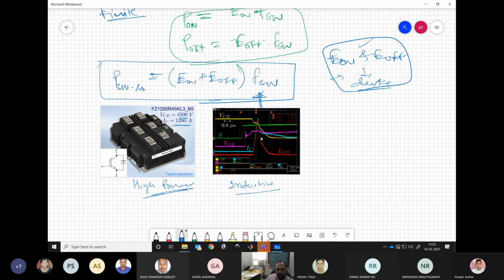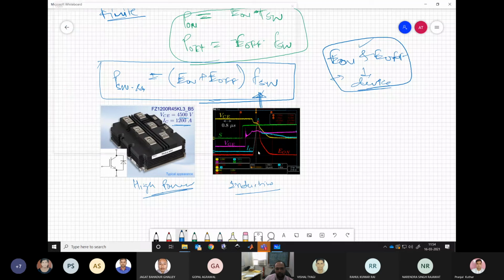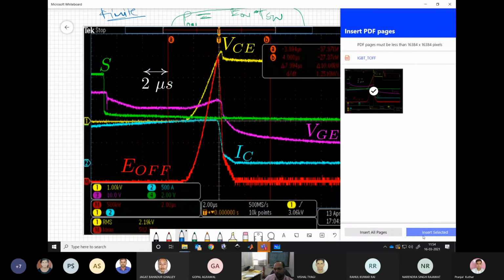And this red line gives the power loss in the system. The total area under this curve will be your E on. We can see this value is significant. It is not a very small number, because the current level is 1200 amp and the voltage is 4.5 kilovolt, so the product is definitely going to be a big number. Even if this time duration is small, the product takes that number to a significant value. Similarly for T off, we will have a similar thing.